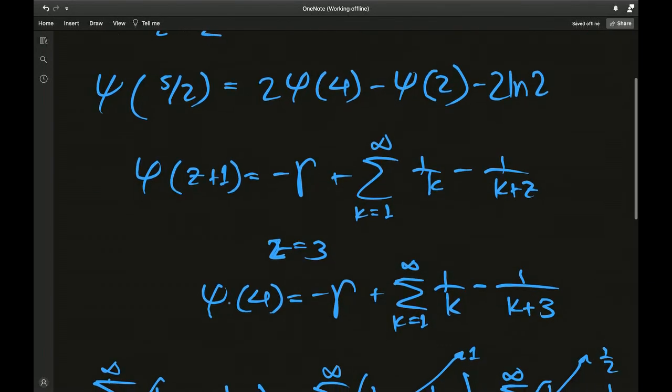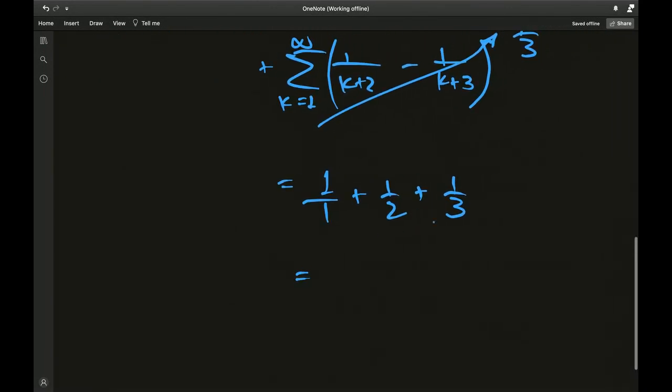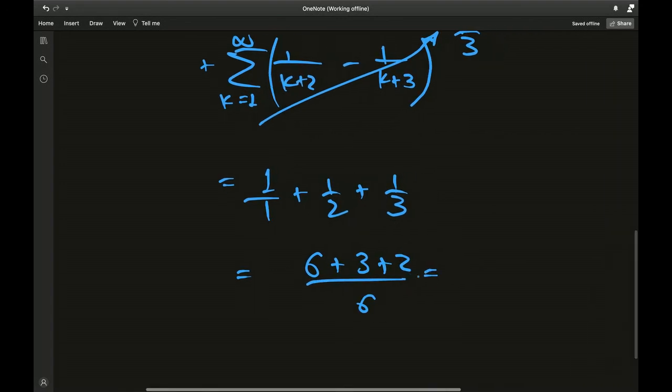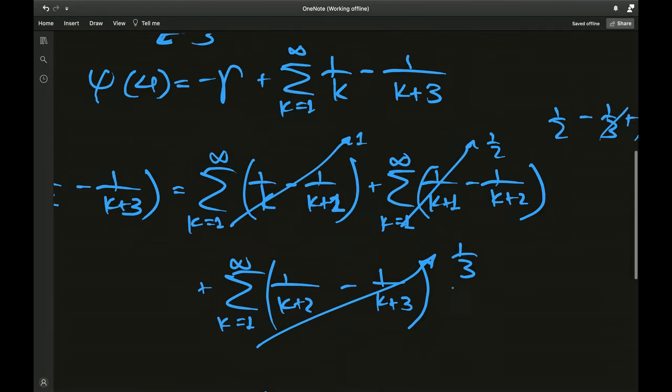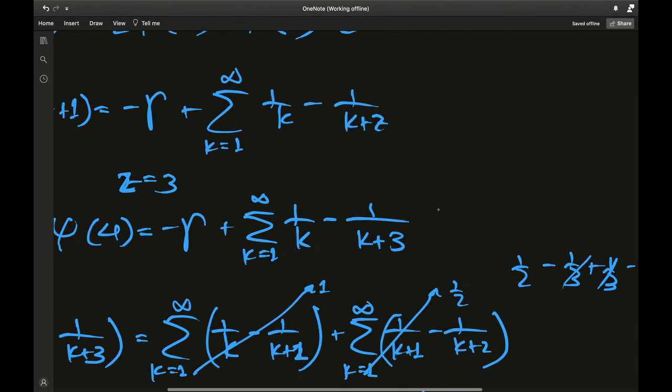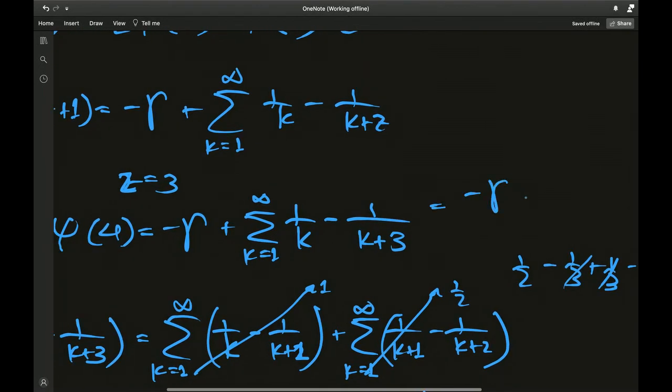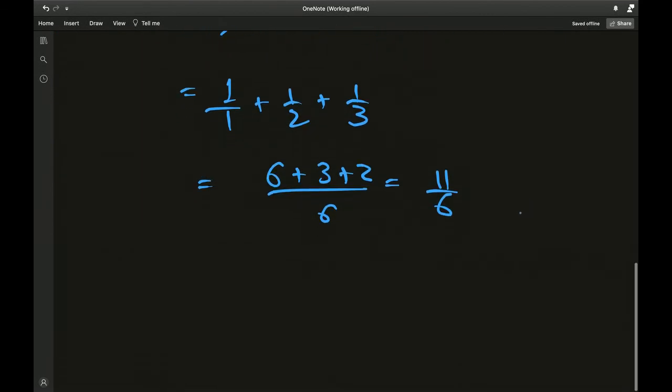And I don't know if you can take the LCM. LCM is 6, I believe. So we'll have 6 plus 3 plus 2 over 6. So we have 9 plus 2, 11 over 6 for that sum. So we can plug that in here. Negative Euler-Mascheroni plus 11 over 6, I believe.